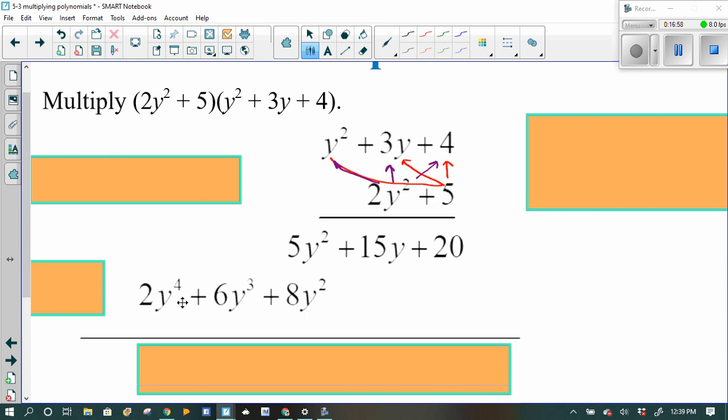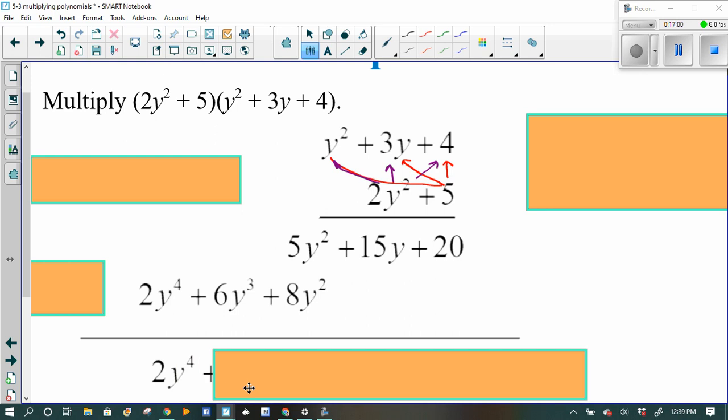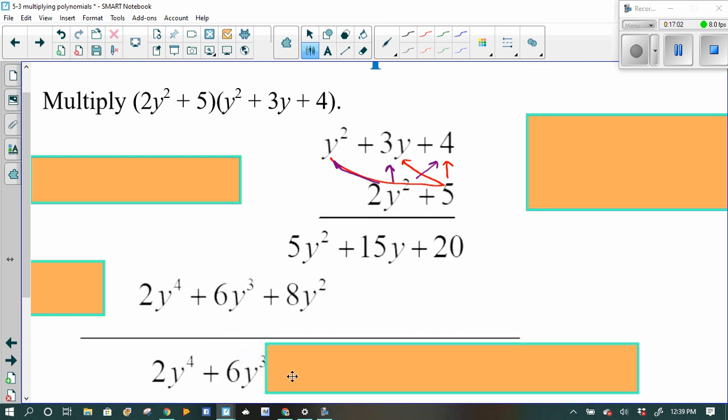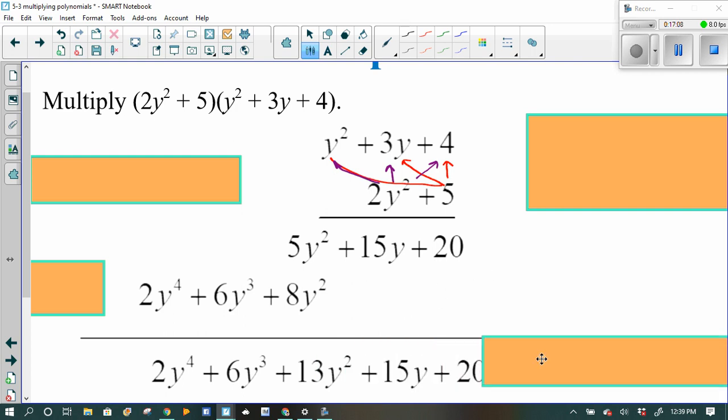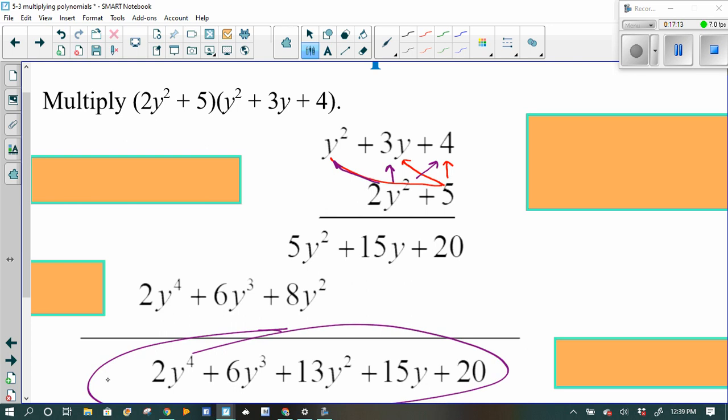And then if you look, you'll see how it's all lined up for you. This doesn't have anything added with it. The 6y cubed doesn't have anything added with it. These are both y squareds, so 13. And then these two have nothing, so you just bring them down. And then this would be your final answer. So again, it's preference, whether you want to do it horizontally or vertically. It doesn't matter. Both ways will get you the answer.